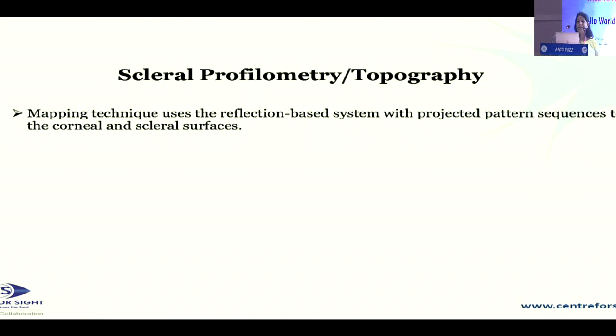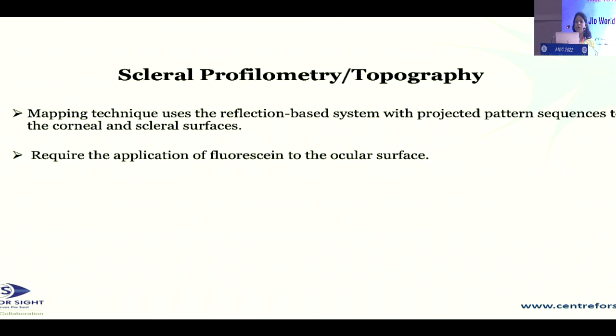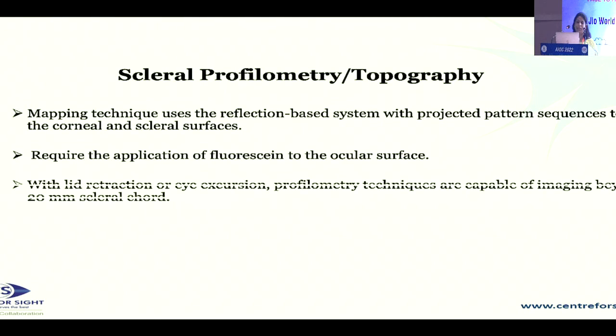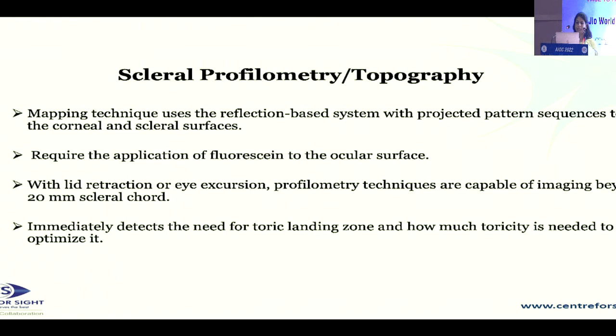Mapping techniques use a reflection-based system with a projected pattern sequence to map the cornea and the scleral surface. And this projection comes from using fluorescein on the ocular surface. With lid retraction and eye excursion, profilometry techniques are capable of imaging beyond a 20 millimeter scleral chord. So you immediately detect the need of a toric landing zone and how much toricity is needed to optimize it.